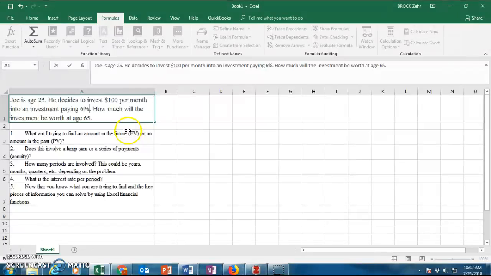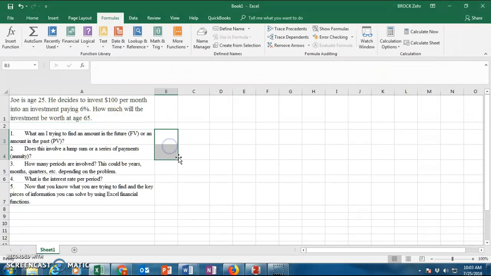Joe is age 25. He decides to invest $100 per month into an investment paying 6%. How much will the investment be worth at age 65? Well, he is trying to find what those $100 payments per month will accumulate to over the next 40 years. So we are solving for future value. Is this a lump sum or series of payments? $100 per month. So this is a series of payments, also known as an annuity.